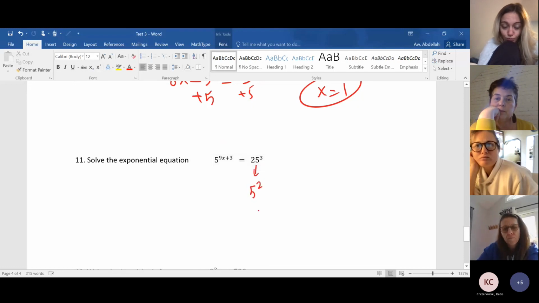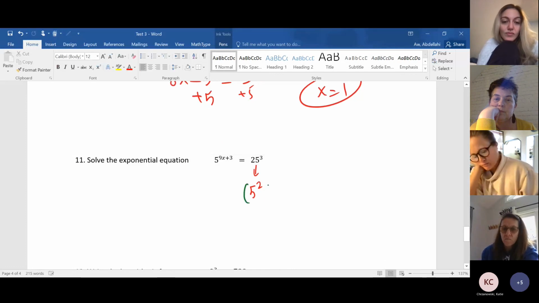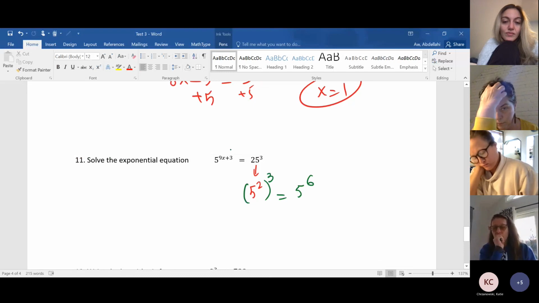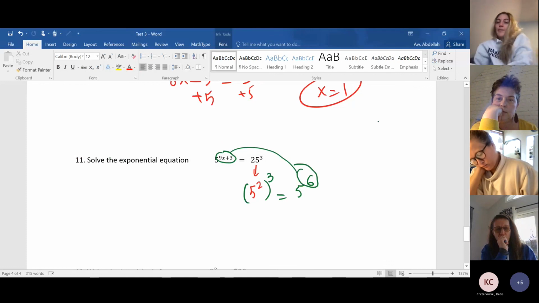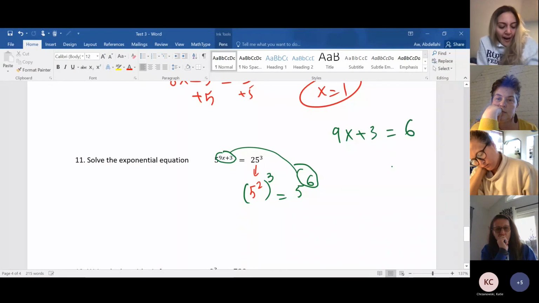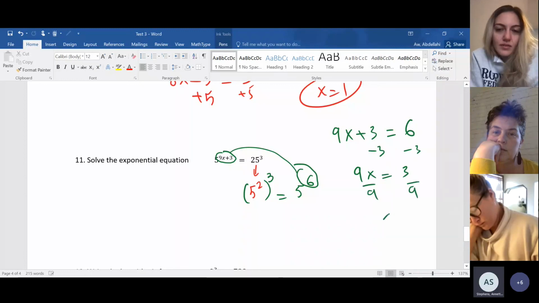5 squared, right? That is 25. So when you say 5 squared and then you raise it to the 3rd power, this becomes 5 to the 6th power, right? You have to multiply the 2 exponents. Now that you have base 5, you're going to say this exponent must be equal to this exponent right here. So we get 9x plus 3 must be equal to 6. So we subtract 3, we get 9x equal to 3. And then we divide by 9. So we get x equal 1/3.